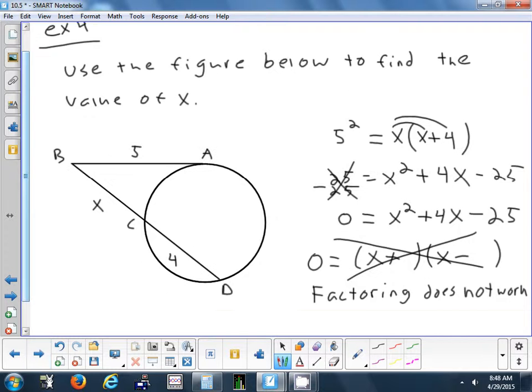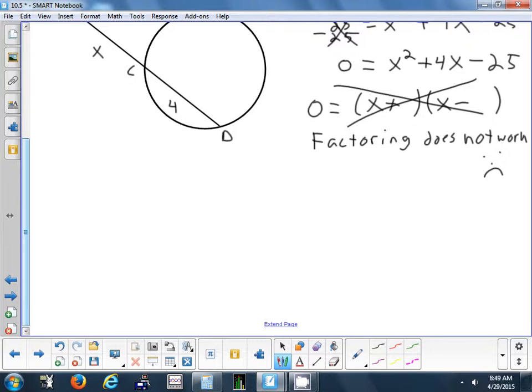What's another way we could solve that? If you can't factor it, this is a quadratic equation. Anybody remember the other way to solve a quadratic? The quadratic formula. Yep. So we're going to have to use the quadratic formula to solve it. You could complete the square. Most people don't like that method because they just don't remember it that well and it's a little tricky. So let's write down the quadratic formula.